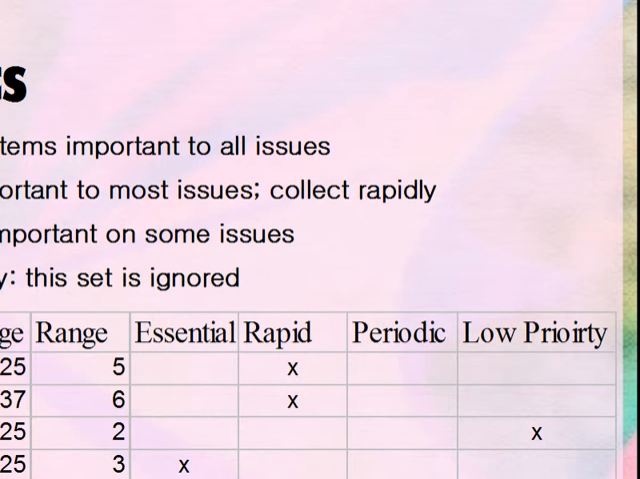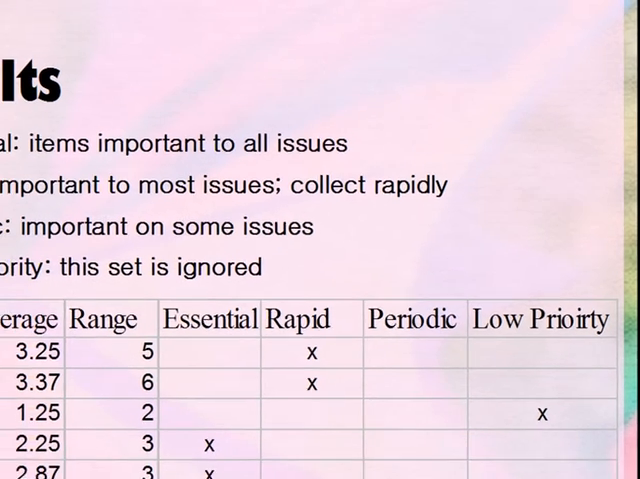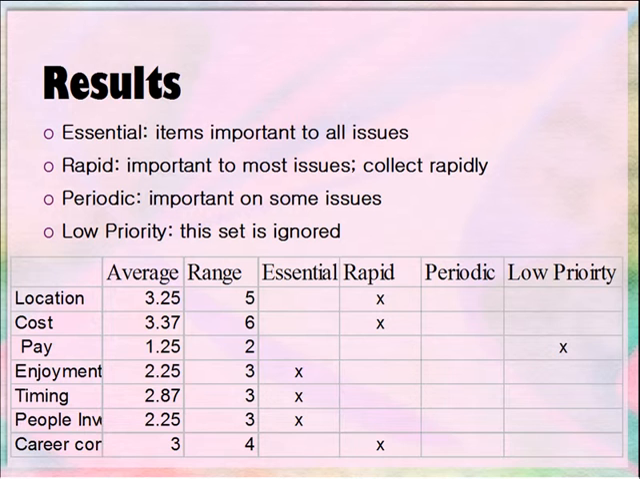Results. With the data from the previous slide, a second table has been made showing the results. The average rating of each category is shown in the first column, followed by the range, which is the difference between the lowest and highest ratings. It is important to keep in mind that the zeros were accounted for and significantly brought down the average. Therefore, a high average is considered to be 3 or more. Depending on the average and range, the information is classified as essential information, rapid collection, periodic collection, or low priority items, as shown in the 4 remaining columns.